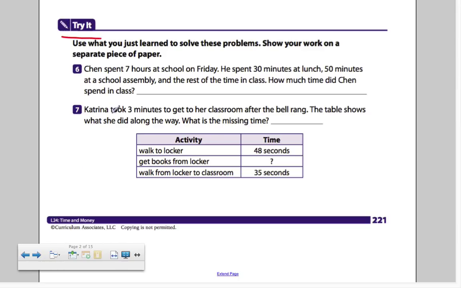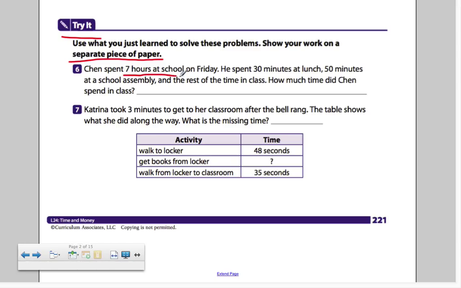I would recommend finding some place to work. I don't think there's quite enough room on the page. It even says use a separate piece of paper. Chen spent 7 hours at school on Friday. He spent 30 minutes at lunch, 50 minutes at his school assembly, and the rest of the time in class. How much time did Chen spend in class?